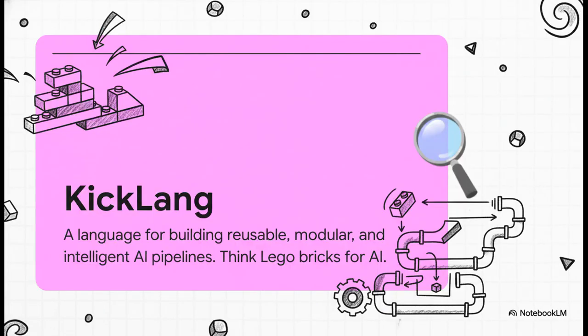And this is exactly where KickLang comes in. It's a language built from the ground up to solve this very problem. The whole idea is to take those messy, one-off prompts and transform them into these clean, reusable, and intelligent pipelines. Honestly, the best way to think about it is like having a giant box of Lego bricks, but for your AI workflows. You build these small, specialized pieces that you can then just snap together in, well, basically endless combinations.